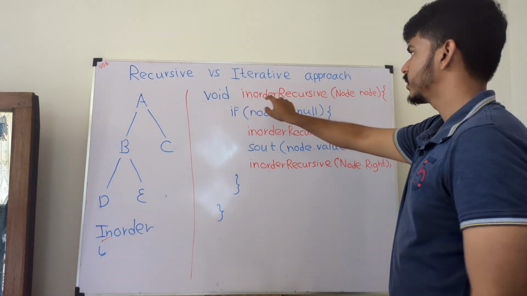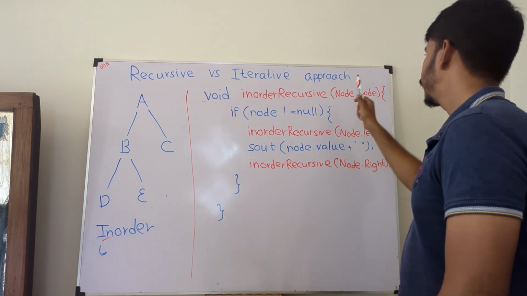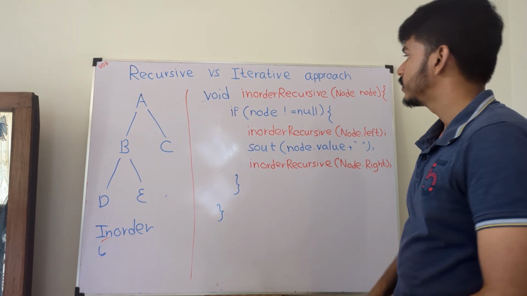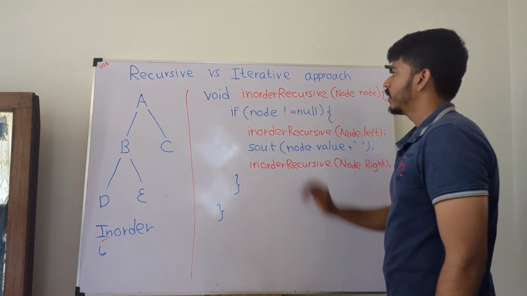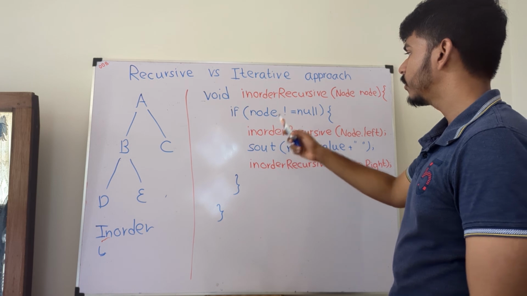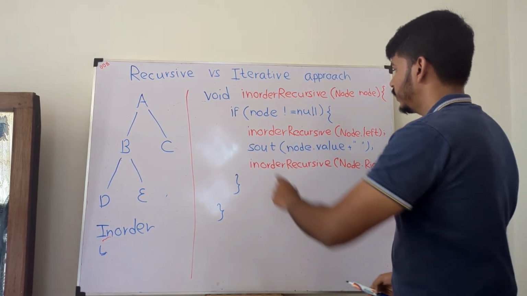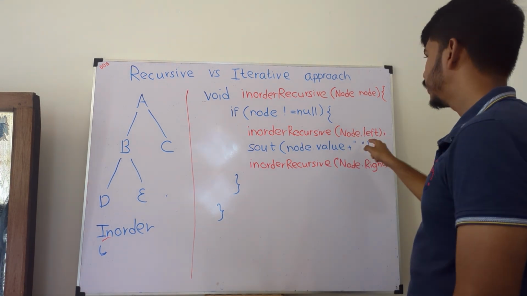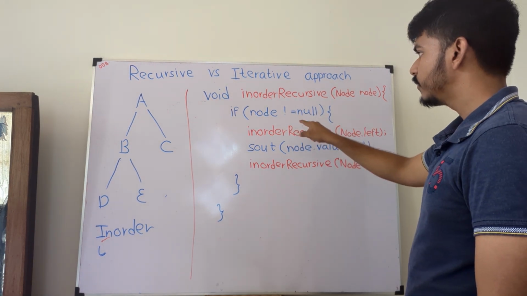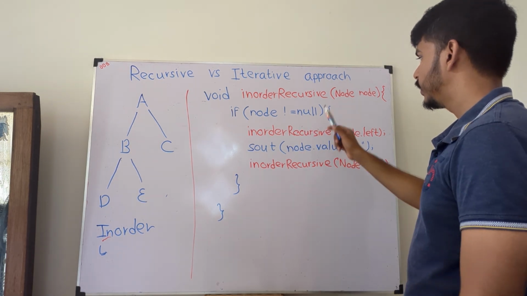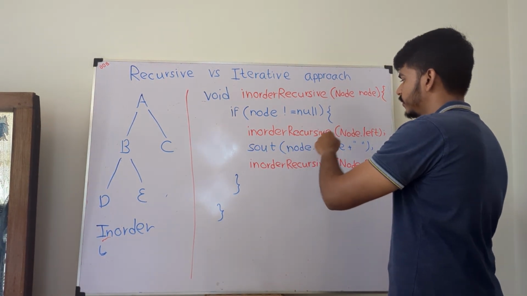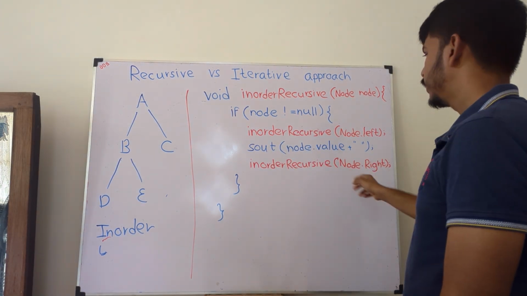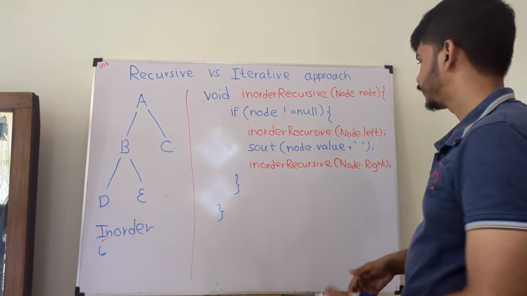So the name of the function is Inorder recursive. It is going to take a node type as an argument, and check whether that node is null. If not, then we are going to call the same function again for the node's left child. Here node.left is going to be used for the same function again. Then after doing that, we are going to print this node's value. After that, we are going to move to node.right, that means the node's right child.